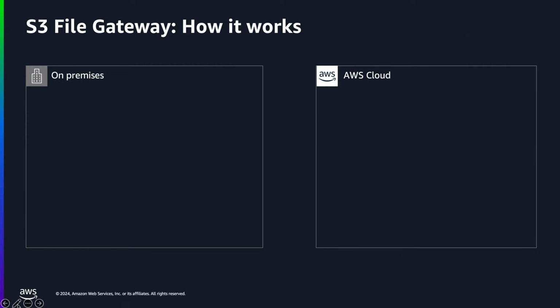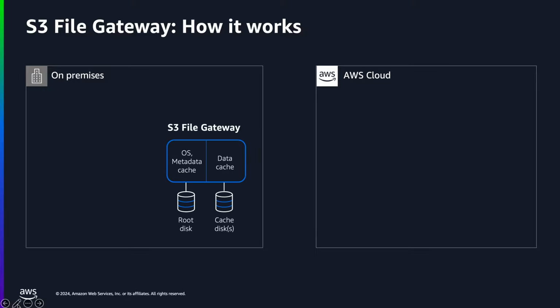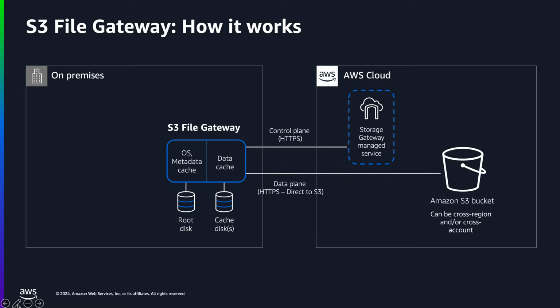Now, a quick high-level overview on how S3 File Gateway actually works. The first thing you're going to do as a user is to download the VM image for your gateway and deploy it on-premises as a VM on a storage gateway hardware appliance, or even as an EC2 instance. And next, you're going to associate a cache disk to your VM. Once you do that, from a control plane perspective, your gateway VM is going to communicate with the storage gateway service over HTTPS. From a data plane perspective, the gateway VM is going to communicate directly with S3, also over HTTPS.